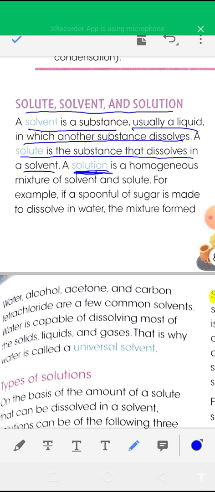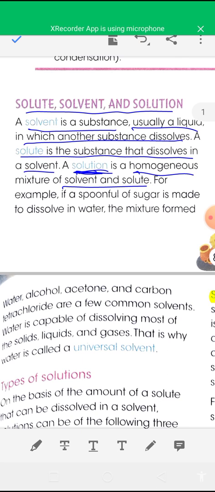A solution is a homogeneous mixture of solvent and solute. For example, if you dissolve some sugar in water, then you will get a sugar water solution. It is a homogeneous mixture.